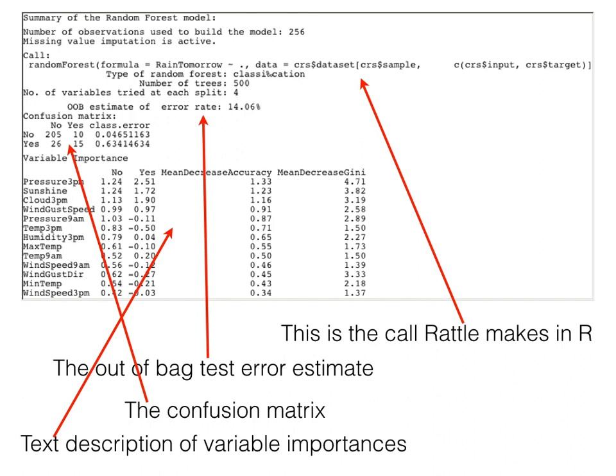So for example, in this one, you can see that pressure 3 pm is ranked the highest, and it has the highest mean decrease in accuracy and mean decrease in Gini, which suggests that this variable is the most important for solving the problem.